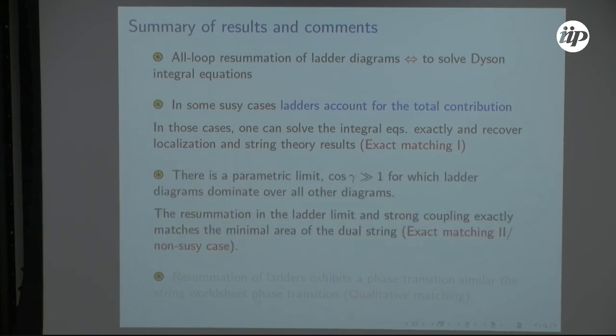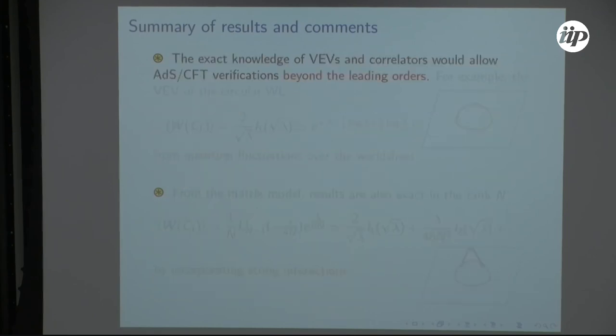There is another case in which you have a quantitative matching, which is this ladder limit, in which the separation in internal space is taken such that cos gamma is a very large number. In those cases, ladders are not the full story, but they are the leading order in some parametric expansion. And again, in this limit, you get a matching with the area of some worldsheet in the dual theory. And then, the resummation of ladders exhibits a phase transition, which of course is not precisely the phase transition you see for the worldsheet, but it's at least a qualitative matching.